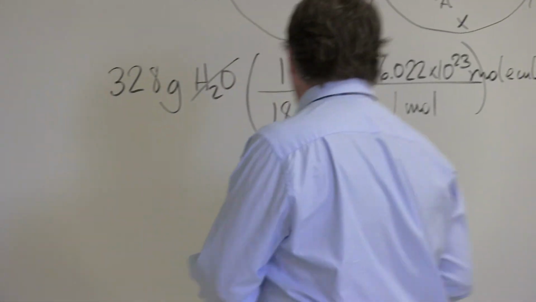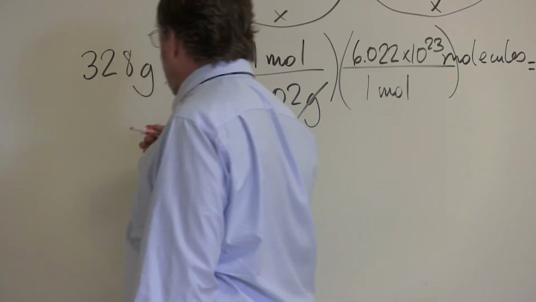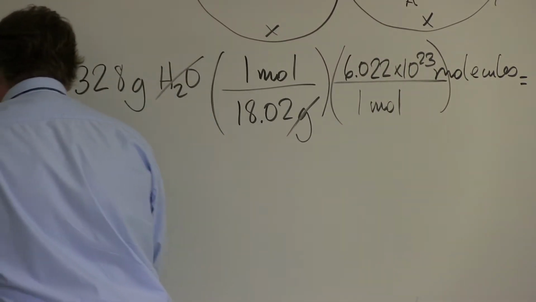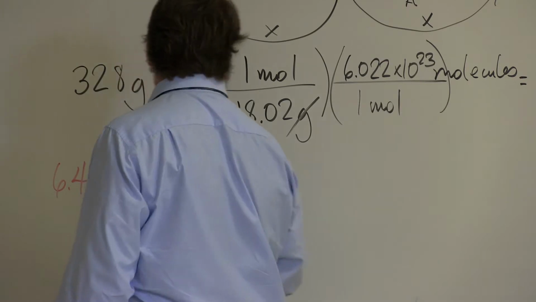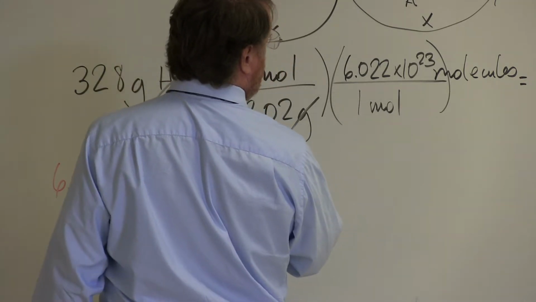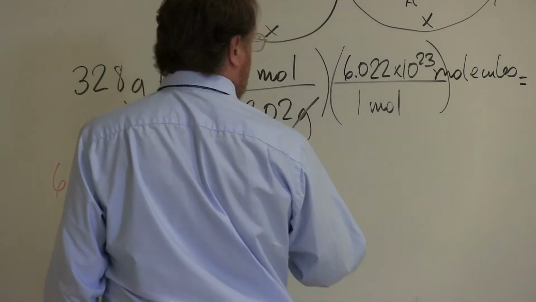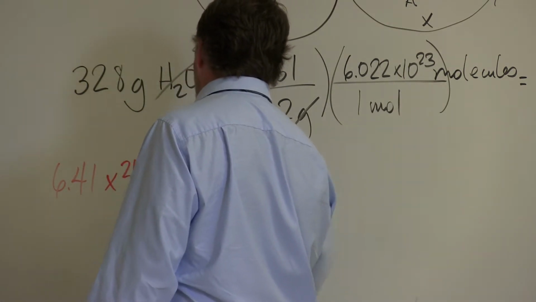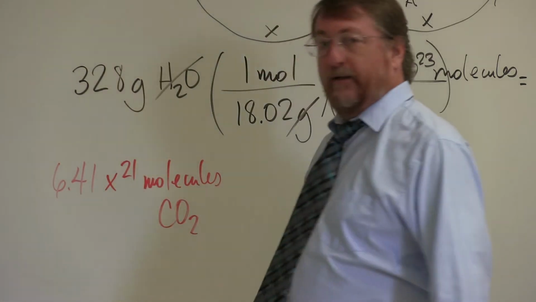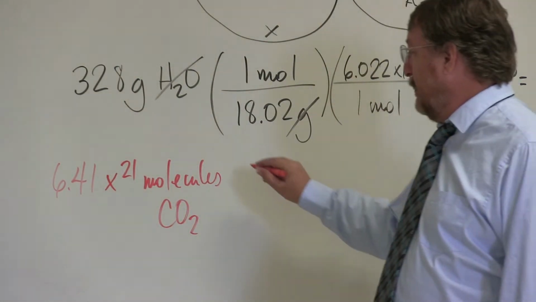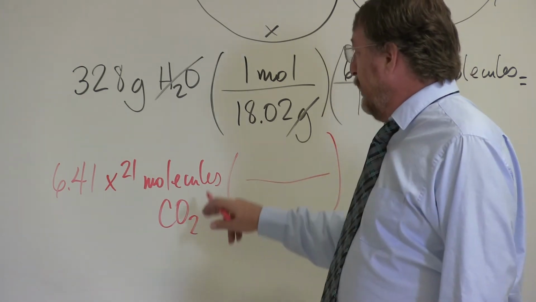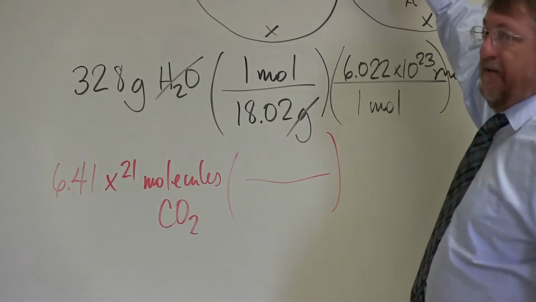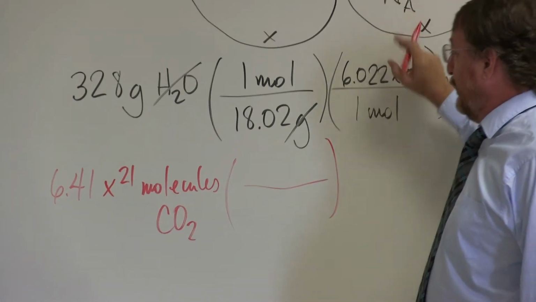Let's say we have a certain number of molecules, 6.41 times 10 to the 21 molecules of carbon dioxide. So that's CO2. That's the number of molecules. Now I'm going to go through and say, okay, now I'm starting with my particles. I'm going to the moles. To do that, I'm going to divide. Divide by what? By Avogadro's number.